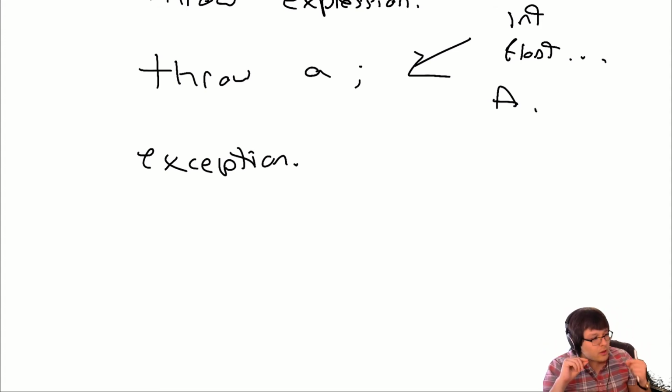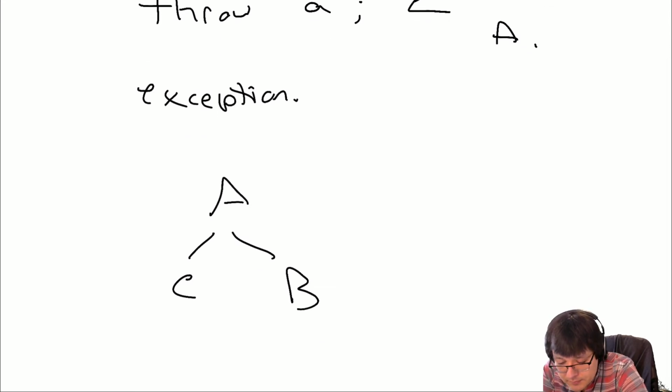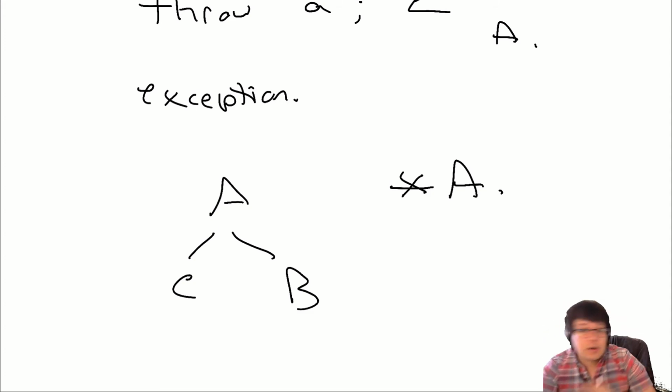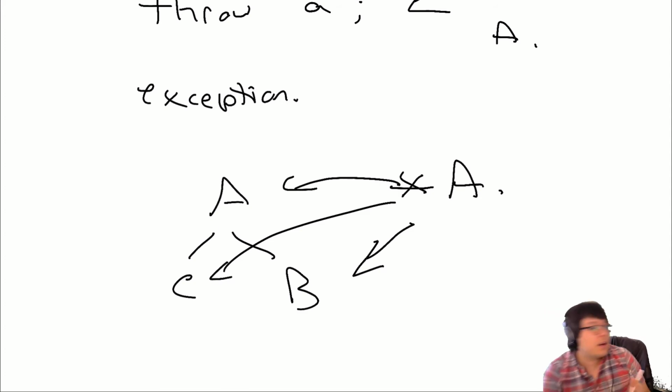So if you have a function that throws a pointer of class A, we know that pointer doesn't have to be just class A. It could actually be pointing to an object of a derived class, like class B or C. So if we have a function that throws a pointer of A, that pointer can be pointing to a B, to a C, or even to another A itself.